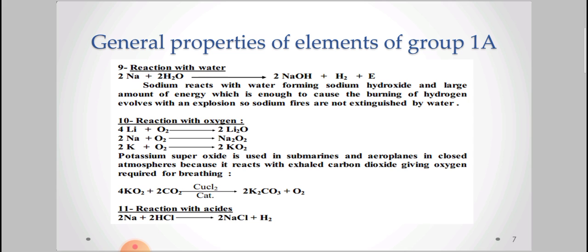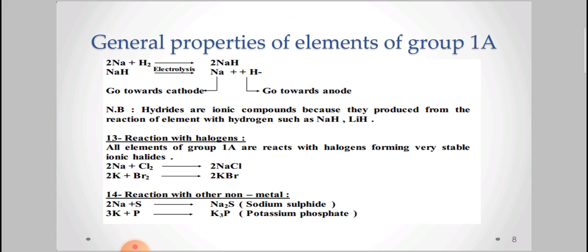Reaction with acids: 2Na plus 2HCl gives 2NaCl plus H2. 2Na plus H2 gives 2NaH. Hydrides are ionic compounds because they are produced from the reaction of the element with hydrogen, such as NaH and LiH. Reaction with halogens. All elements of group 1A react with halogens forming very stable ionic halides. 2Na plus Cl2 gives 2NaCl, rock salt. 2K plus Br2 gives 2KBr, potassium bromide.